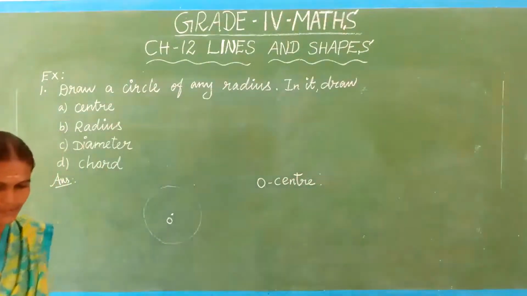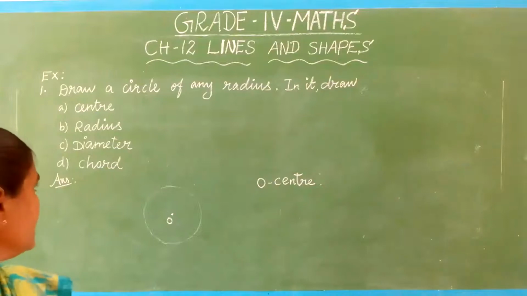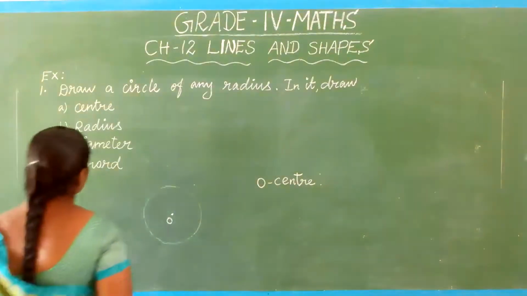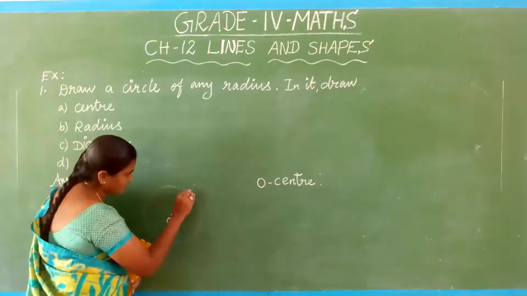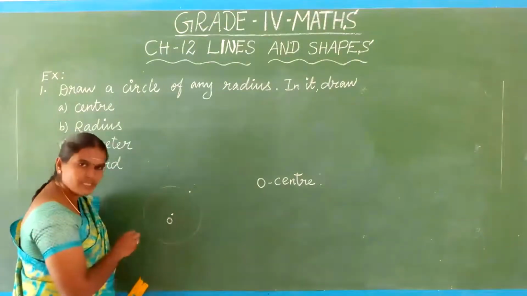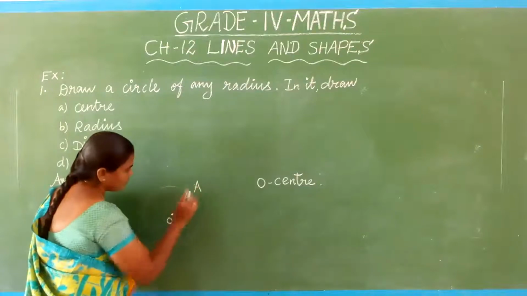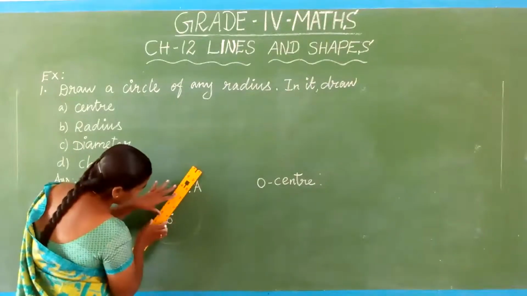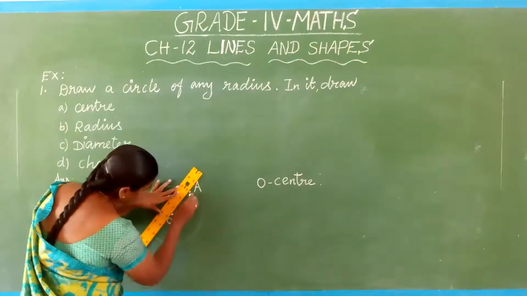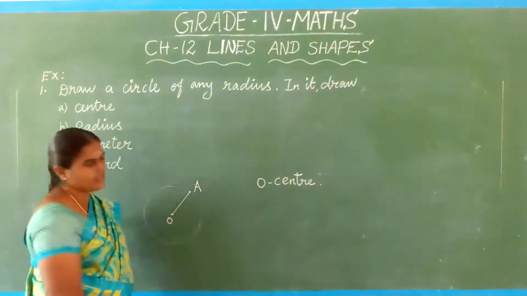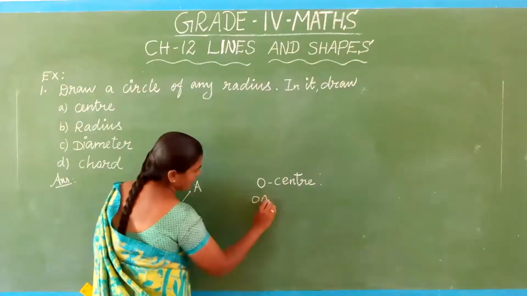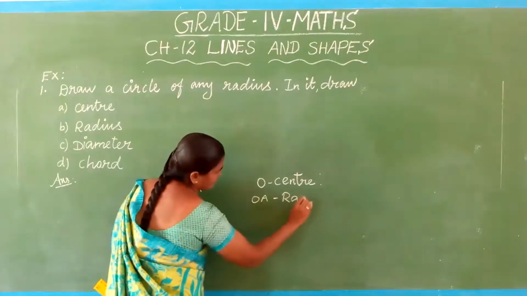Okay. Next one, radius. What is the meaning of radius? Take any one point on the circle and join it with the center. So join OA. Use the scale. Join OA. So OA is the radius.